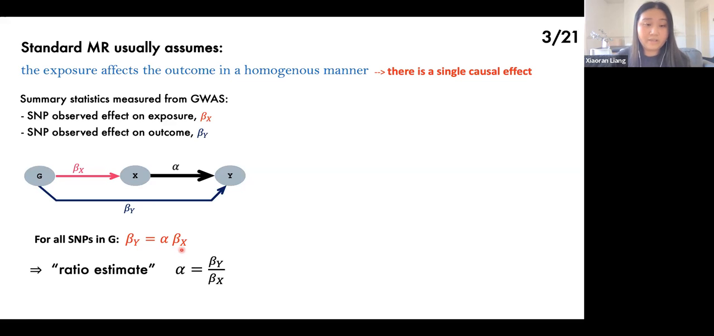In this way, the causal effect alpha can be estimated as the ratio between beta Y and beta X. So we can also say that each SNP in G has a ratio estimate, which is beta Y divided by beta X. And under the assumption that there's a single causal effect, all those ratio estimates would be centered around the value of alpha.